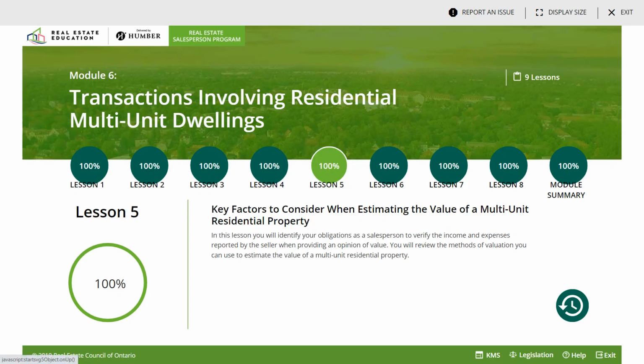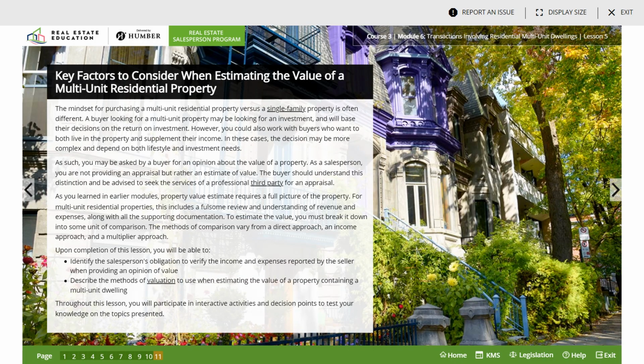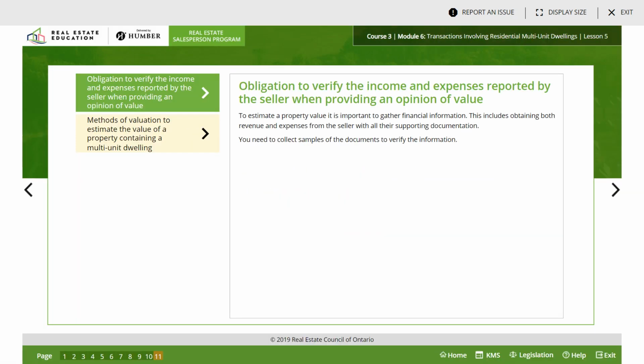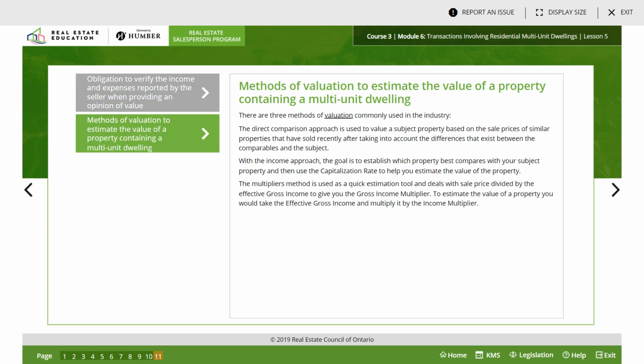Moving on to lesson 5. Key factors to consider when estimating the value. So, obligations to verify the income and expenses reported by the seller when providing an opinion of value. To estimate a property value, it is important to gather financial information. This includes obtaining both revenue and expenses from the seller with all their supporting documents.